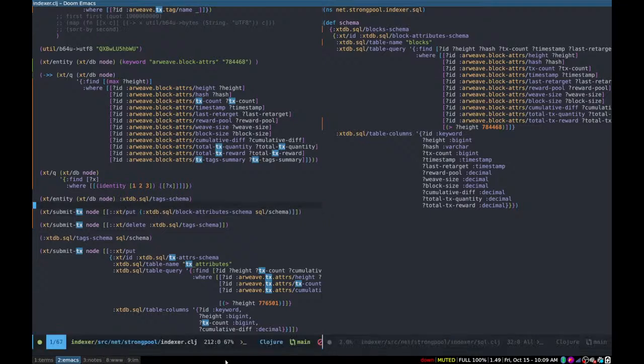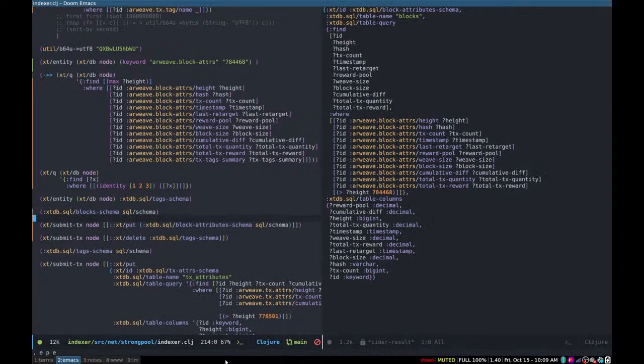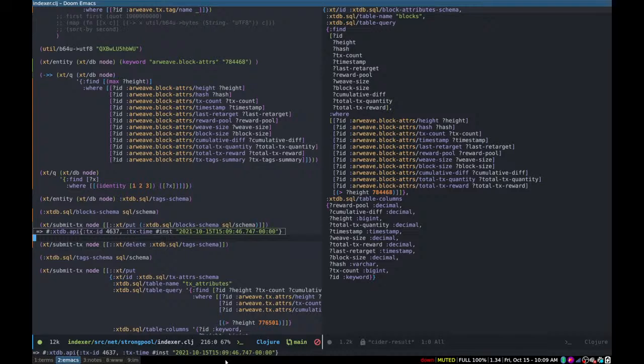All right, evaluate that, and then over here, just make sure this looks right. Block schema. All right, so see that. Let me reprint that. Yep, looks like what I'm expecting. So let's go ahead and load it, and hopefully this will work. Okay, so we have transacted it.